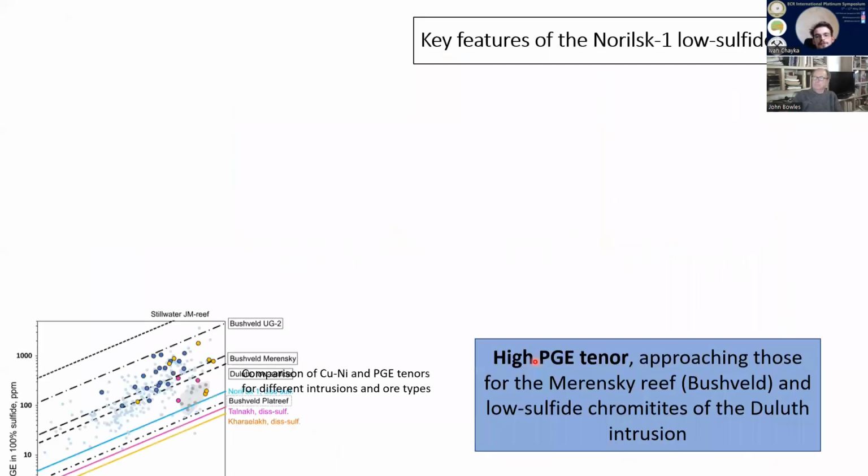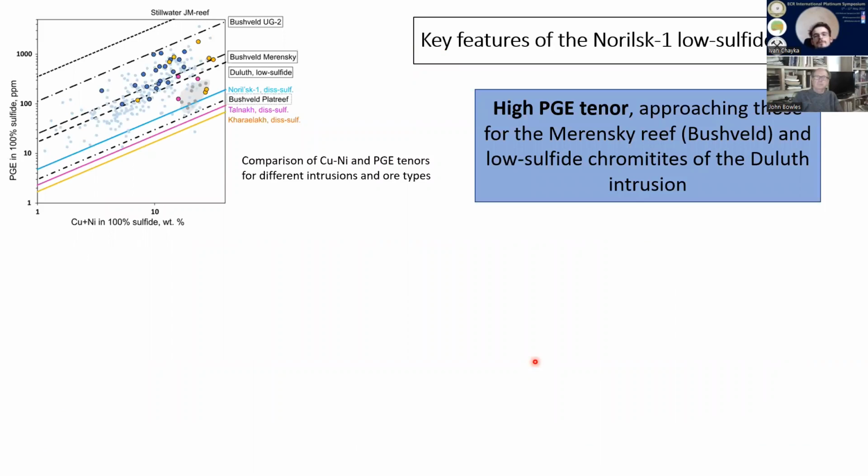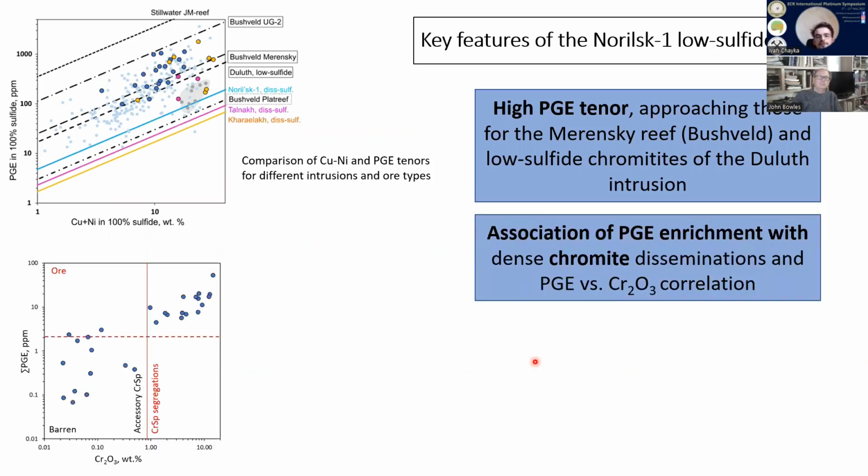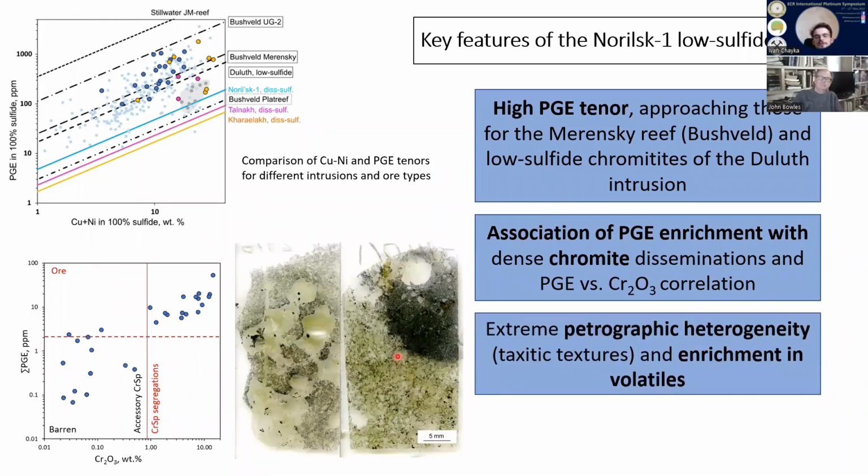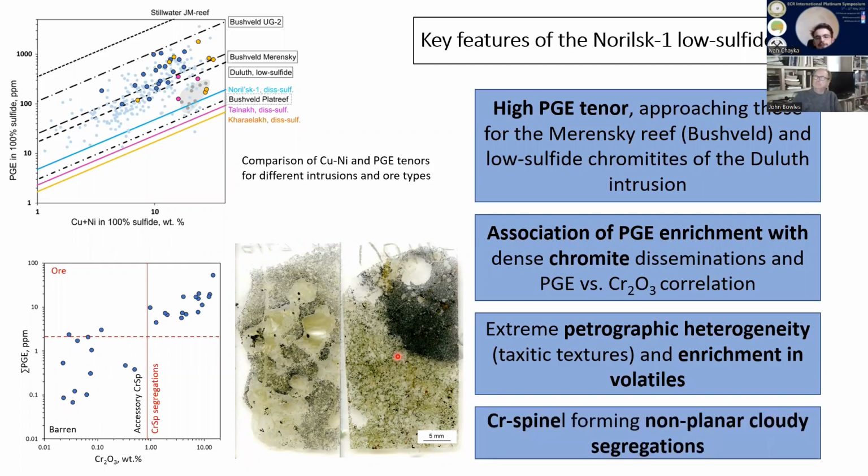So the main distinguishing features of the low sulfide ores are, first, high PGE tenor, which approaches that of the Merensky Reef and several other low sulfide chromitites worldwide. Then, there is the association of PGE enrichment with dense chromite dissemination, which is also manifested in a well-positive correlation between bulk PGE and chromium contents. Texturally, these ore-bearing rocks are extremely heterogeneous and show enrichment in hydrous minerals. Lastly, it's very important that chrome spinel is not accumulated in layers, but instead forms irregular cloudy segregations.